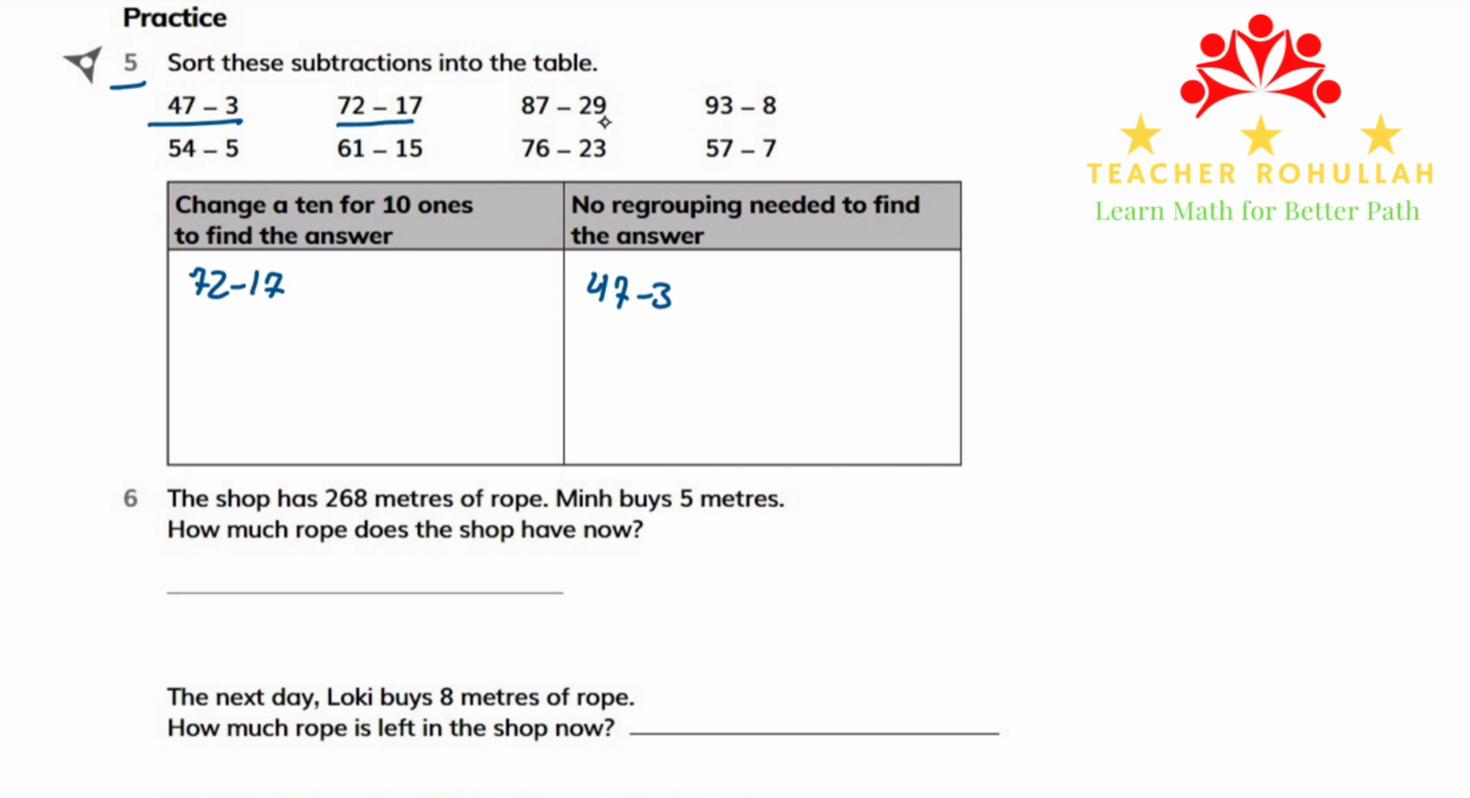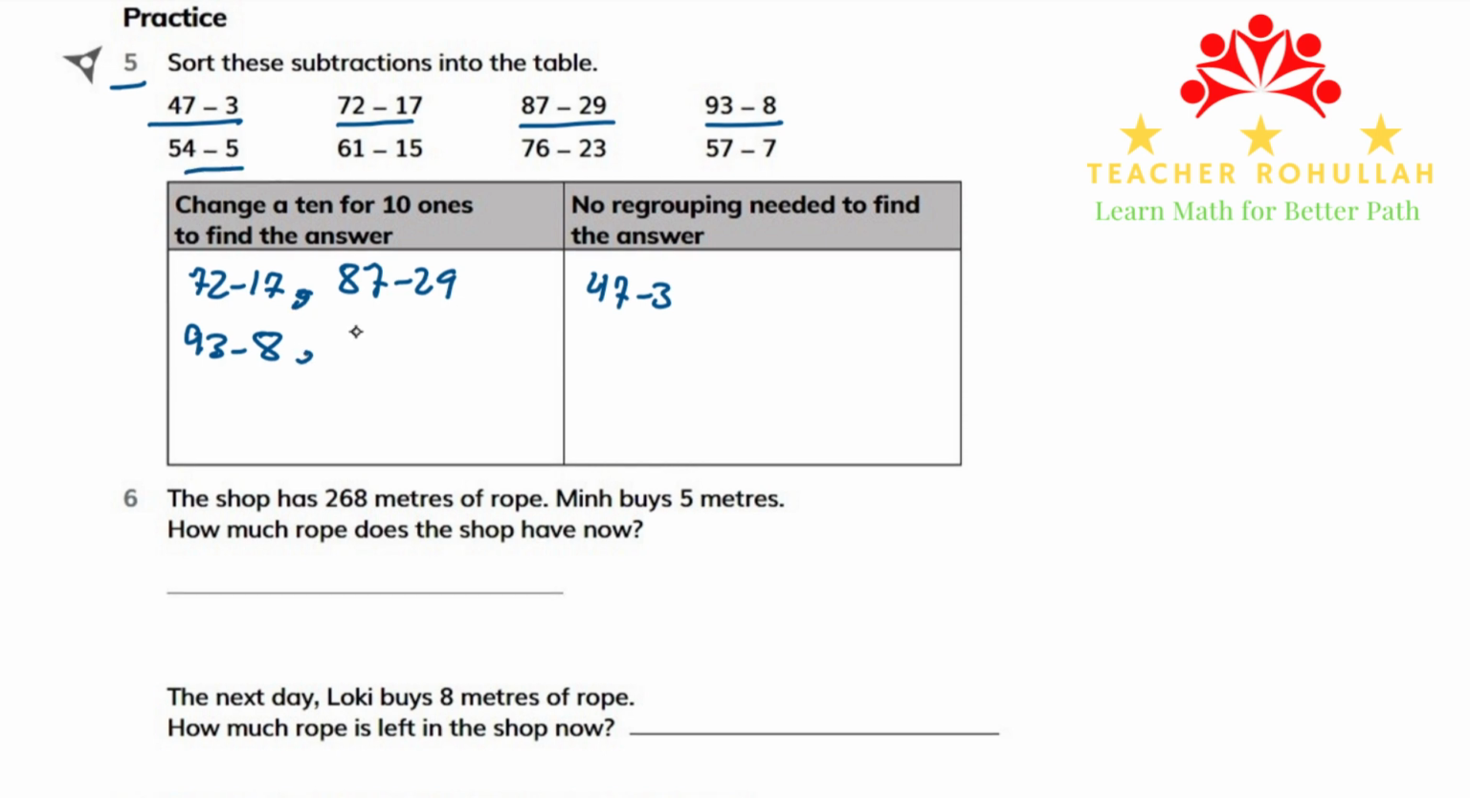The third one is 87 minus 29. Again, we have to regroup. So I will give a comma so that you should not get confused. 87 minus 29. We cannot subtract 9 from 7, so we have to regroup. In here, we have 93 minus 8. Again, we have to regroup. So I will put it here. 93 minus 8.